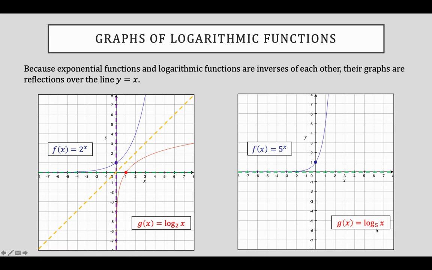Well, how is this graph going to be related? Instead of having a y-intercept at 0, 1, we have an x-intercept at 1, 0. Instead of having our horizontal asymptote at y equals 0, we have a vertical asymptote at x equals 0. Okay? And if we reflect our graph over the line y equals x, we end up with our function g of x. There we have in red the curve g of x is equal to log base 5 of x. All right? Again, the logarithmic function with a base of 5 is the inverse of the exponential function with a base of 5.